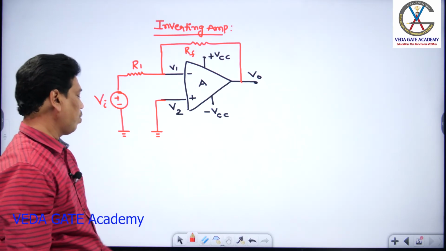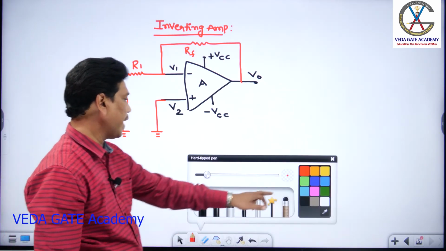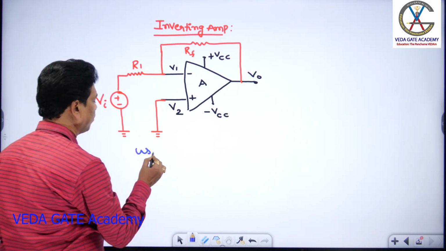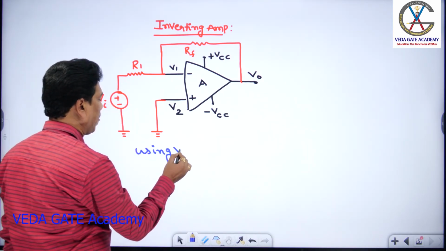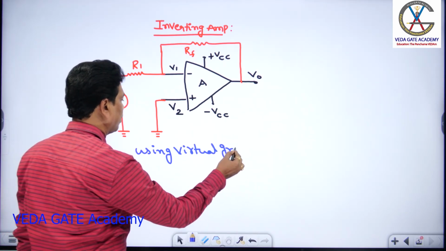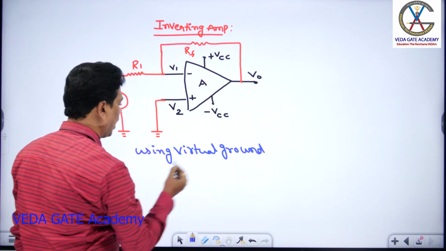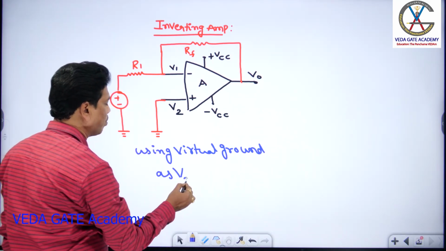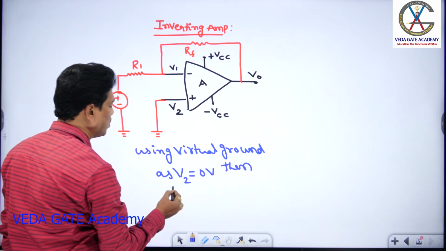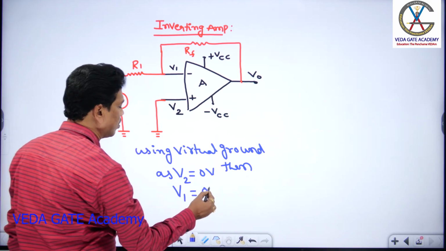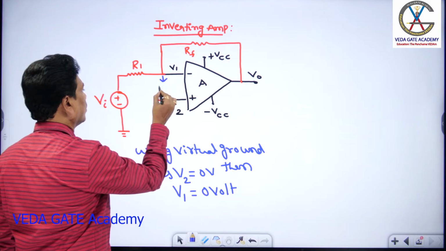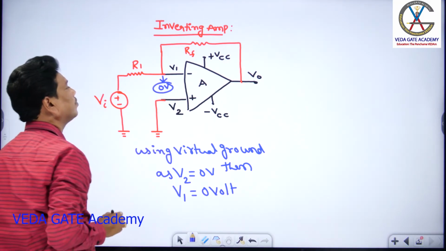So according to the virtual ground, what I say is, using virtual ground, as V2 equals 0, then V1 should be 0 volt, so that the op-amp should be in the linear mode. So this should be 0 volt.